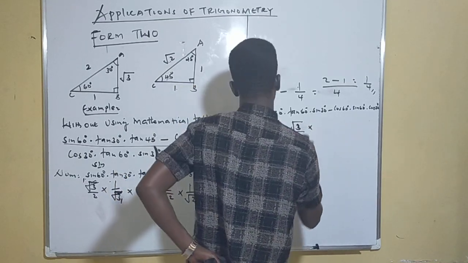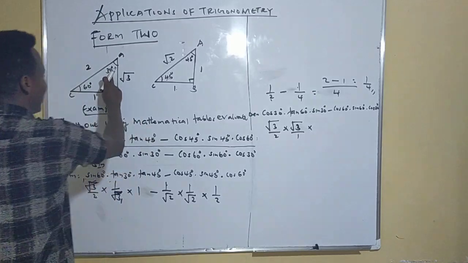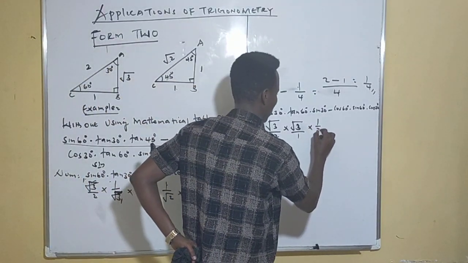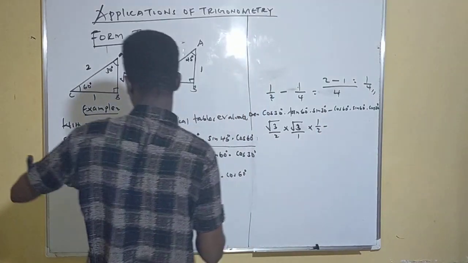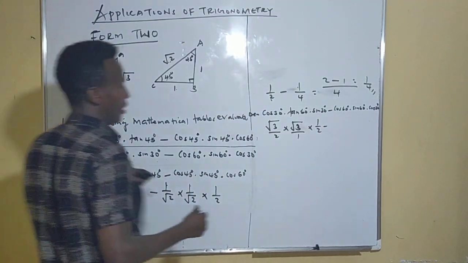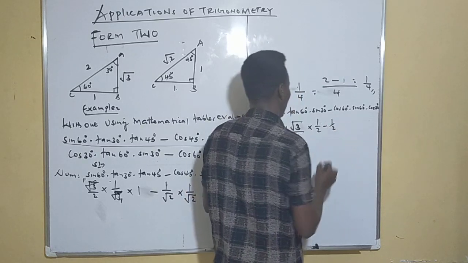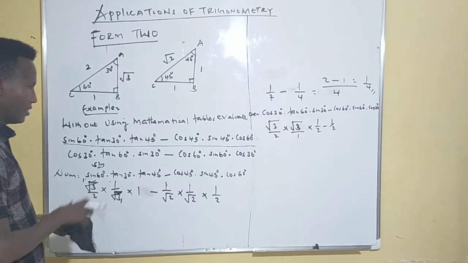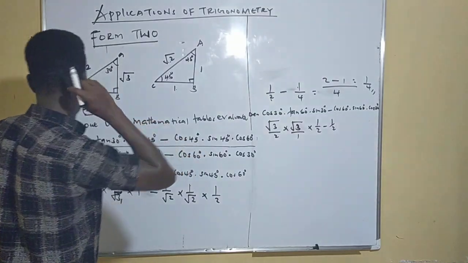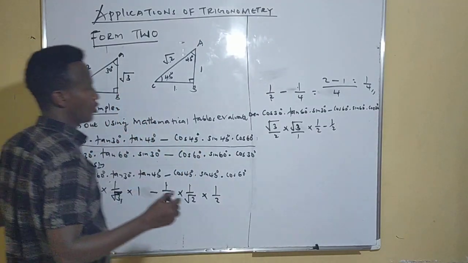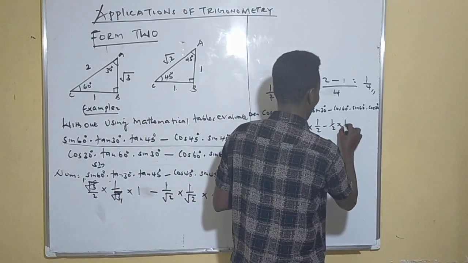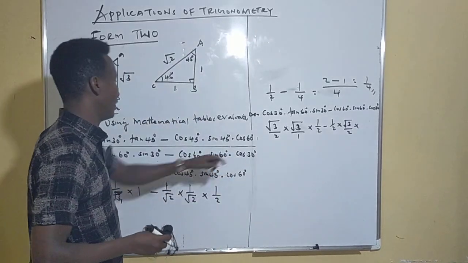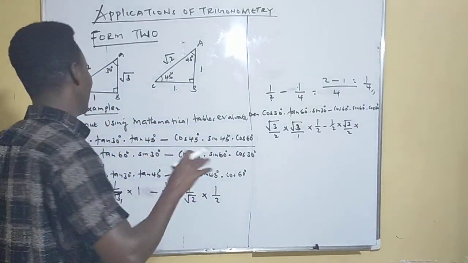Root 3 out of 1, followed by times what? Sin 30. Sin 30 is opposite over hypotenuse, 1 out of root 2. Minus cos 60, adjacent over hypotenuse, 1 out of root 2, because we said cos 60 is adjacent over hypotenuse. Again multiplied by sin 60. Sin 60 is what? Opposite over hypotenuse, root 3 out of 2, times the last one, cos 30. Remember sin 60 and cos 30 are the same.